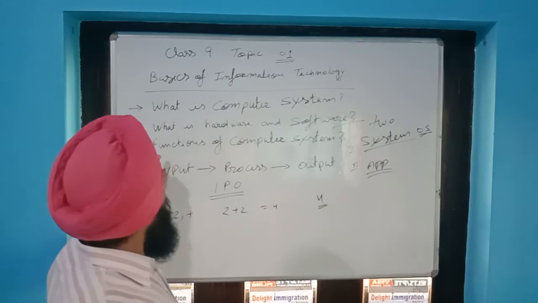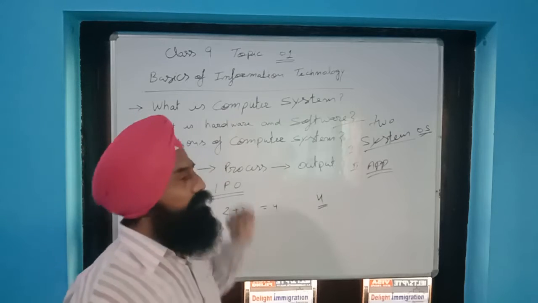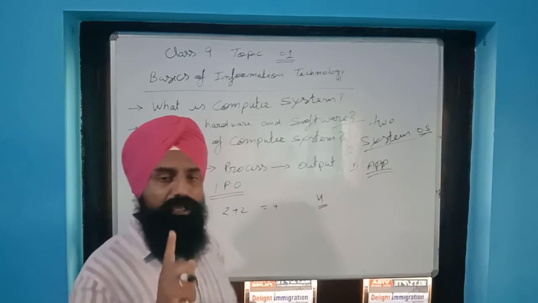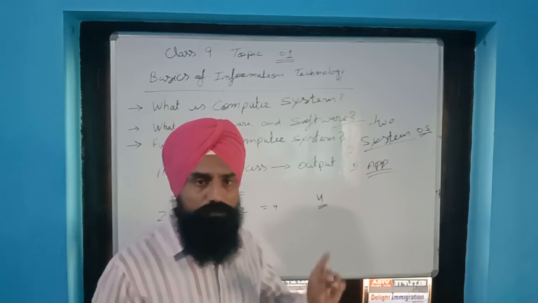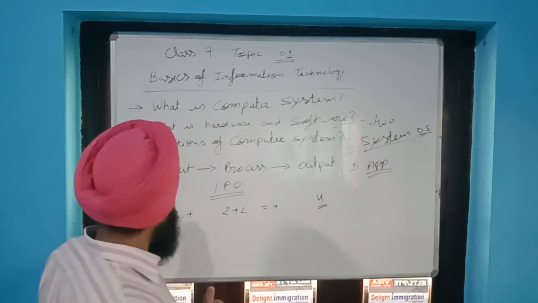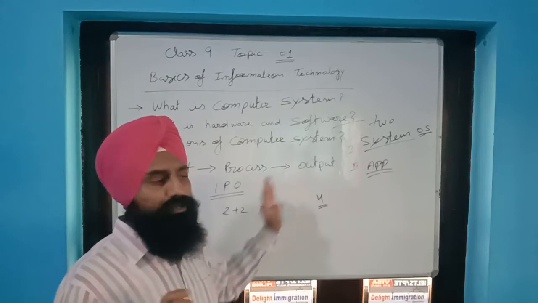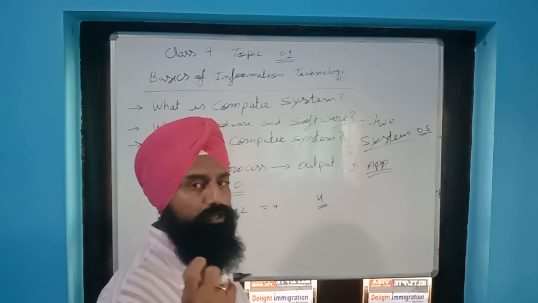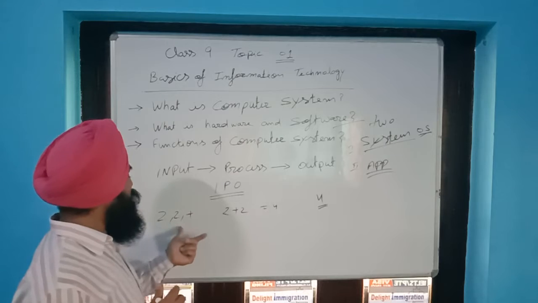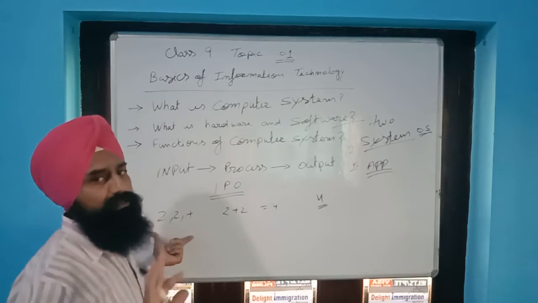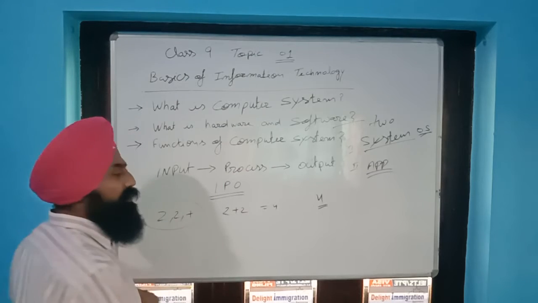Next, how a computer works, that is called the functions of a computer. There are three main things which perform the complete task, known as the functioning of a computer: input, process and output. For example, I want to calculate 2 plus 2. When we enter 2, 2, plus, this is a raw fact. This is not in a particular order, this is not a command. This is raw data.